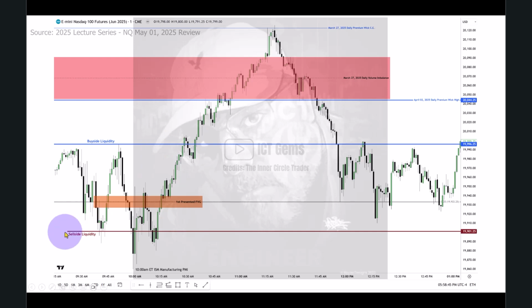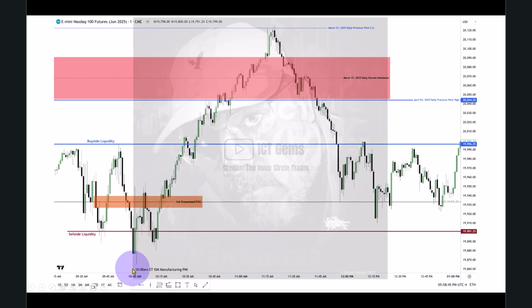We can see that sell side liquidity pool here I'm highlighting at 19,901.25. That is London's low overnight, around 3 o'clock in the morning. And there's that buy side again at 19,996.25. And here's the first presented fair value gap. The draw on liquidity would be here, but not before treating that gap as an inversion fair value gap.